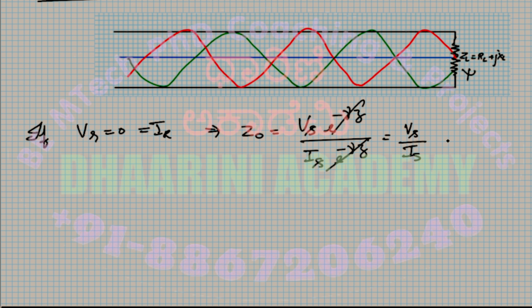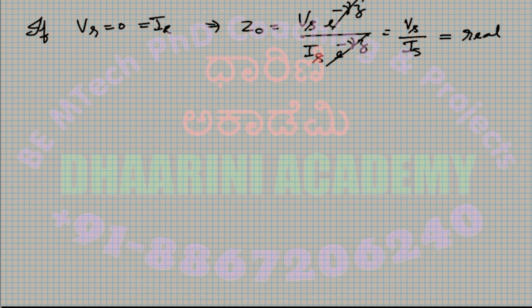Vs, Is are real quantities. So this is also real. So when there is no reflection, Z naught is real. Characteristic impedance of a line is real. That itself indicates that you don't have any reflection. Okay, so that is another way to do the analysis of a given transmission line. Okay, all right. So that's about the reflection coefficient.